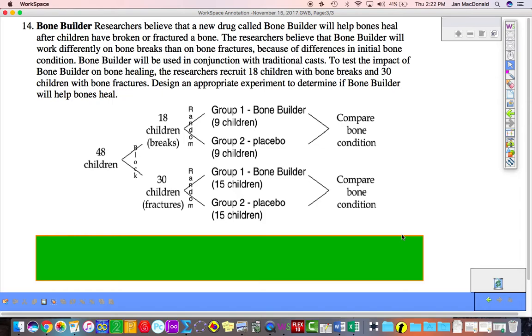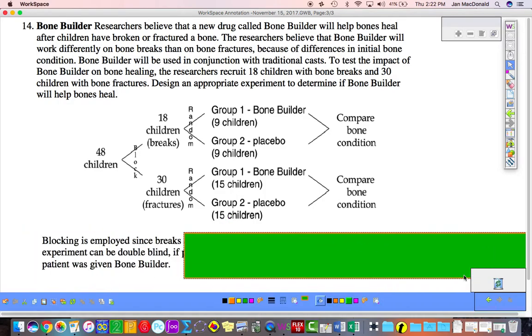Finally, just a reminder, we have to talk about whether or not the experiment was blinded. In this case, the experiment could be double blind if the patient and the person who evaluated the patient didn't know whether or not the patient was given the Bone Builder or the placebo. So again, this experiment could be double blind if both the patient and the evaluator didn't know whether or not the patient received Bone Builder medication.